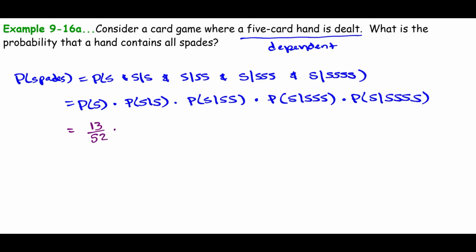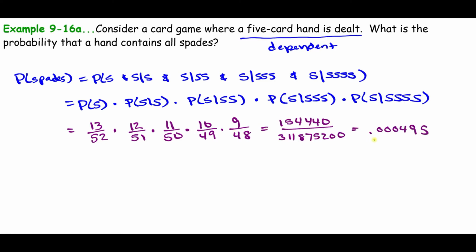The probability the second card is a spade given the first one is a spade is going to be 12 out of 51. So there's fewer cards in the deck, and there's fewer spades in the deck. And then the probability that the next card is a spade is going to be 11 out of 50, and then 10 out of 49, and then 9 out of 48. So we end up with about 0.000495.